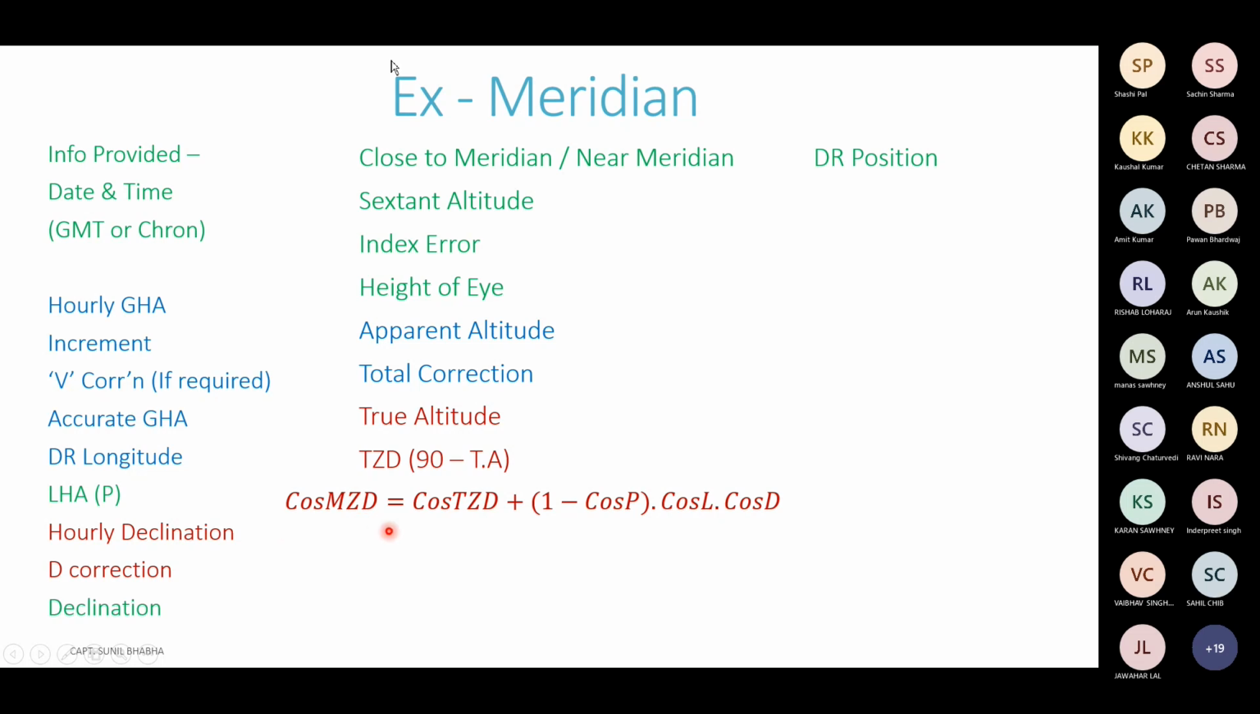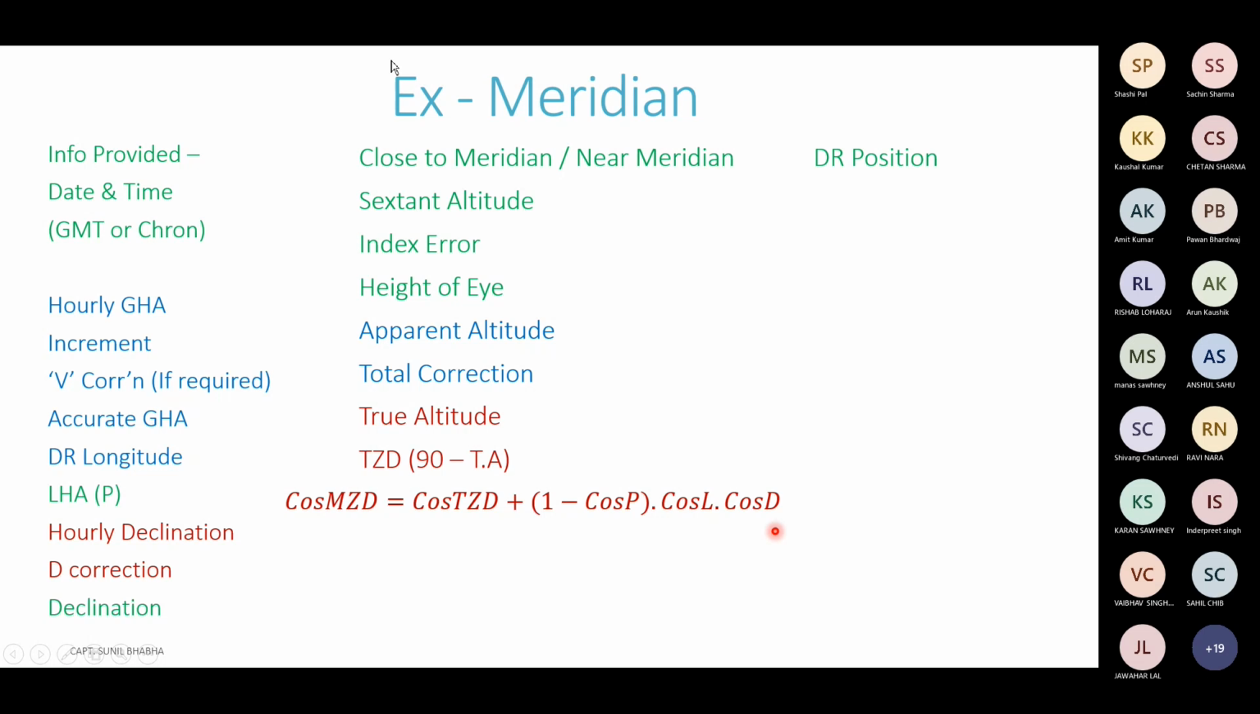So cos of MZD is equal to cos of TZD, that is the true zenith distance, which has been calculated already from the true altitude of the body, plus 1 minus cos of P. P is available to us. We had calculated the LHA, which gave us the value of P, into cos of latitude into cos of declination. The latitude used is the DR latitude. The declination is available from the almanac. So all the terms on the right hand side are available to us.